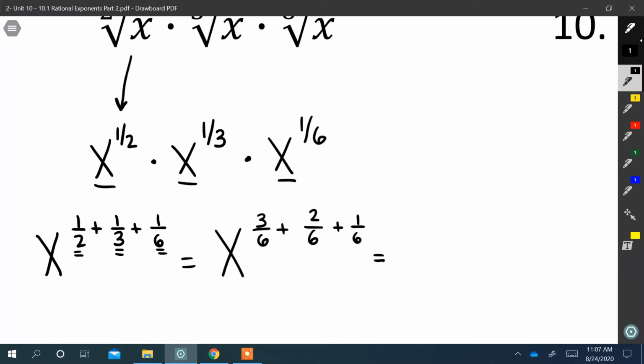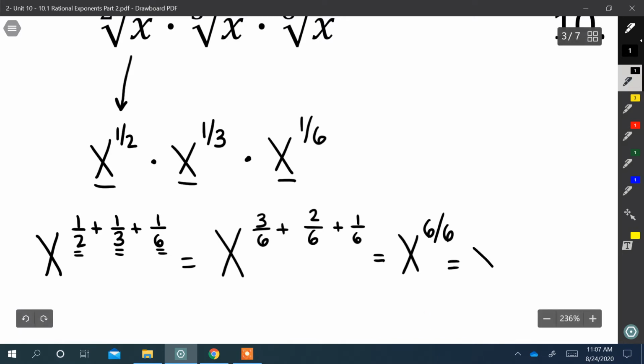So all we're going to do now is we're going to add all those together. We have 3 plus 2 plus 1. That will be 6 over 6, which in reality will be 1, which means we actually just get x.